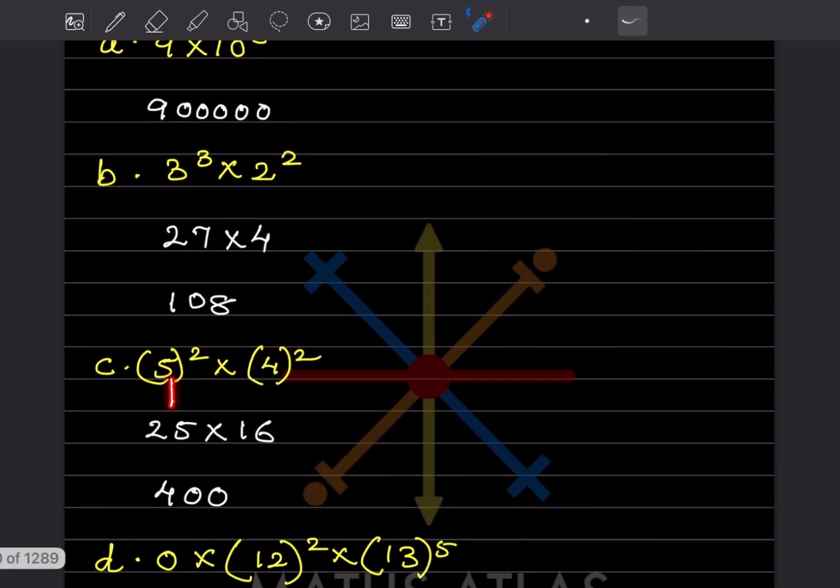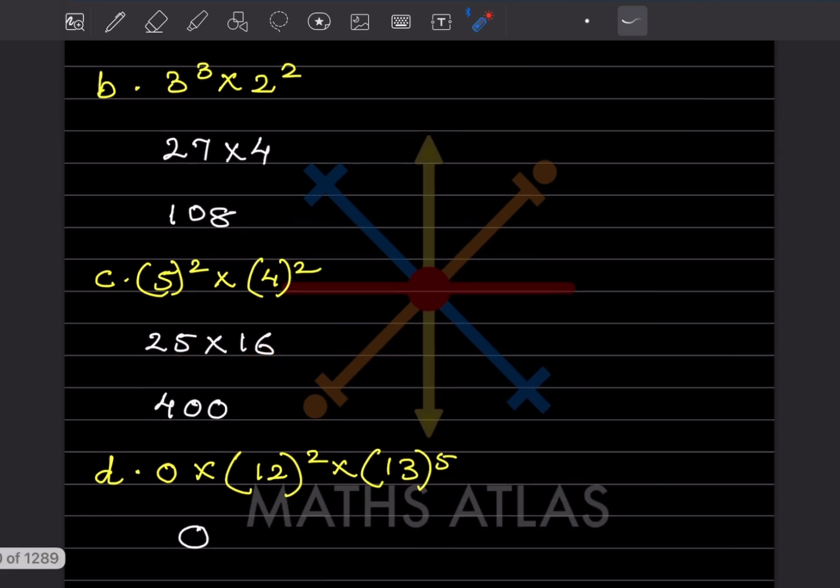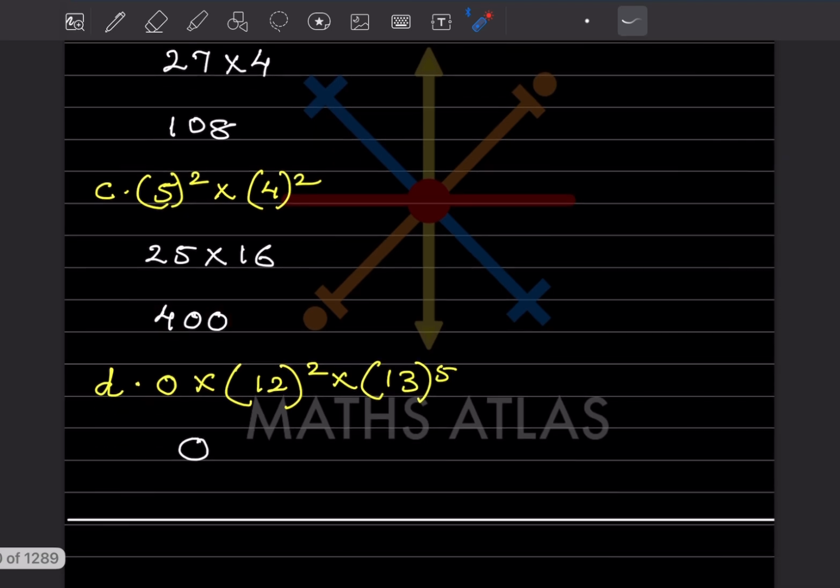Now 5 square means 5 into 5, that is 25. 4 square, 4 into 4, that is 16. When you multiply this, that is going to be 400. Now here 0 into 12 raised to 2 into 13 raised to 5. Wherever you have 0 and there is multiplication, the whole thing is going to be 0, so you don't have to multiply, you can just write 0.